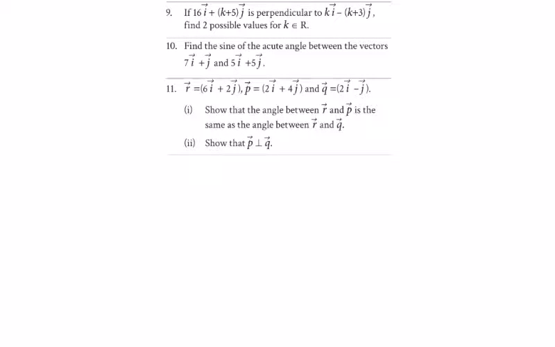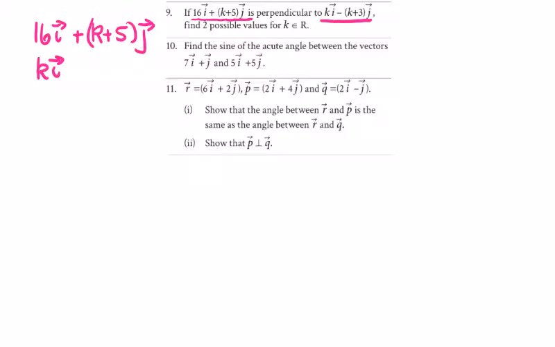In this video, we'll do a little more practice with dot product. We're told this vector, 16i plus (k plus 5) times j. I'm going to write that again: 16i plus (k plus 5) times j. Just double check you're transcribing. It's perpendicular to this guy, ki.